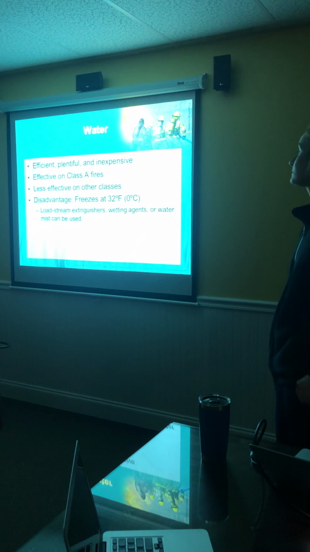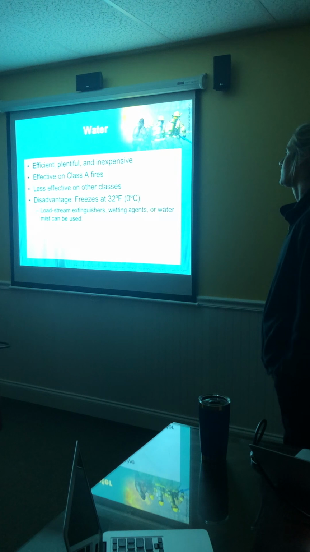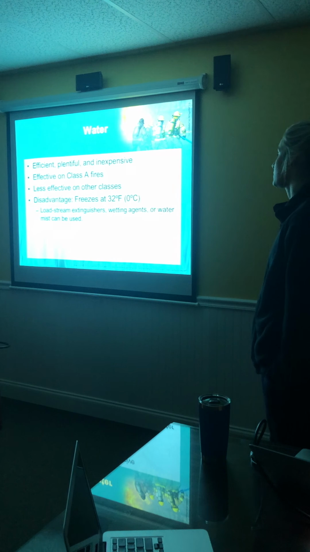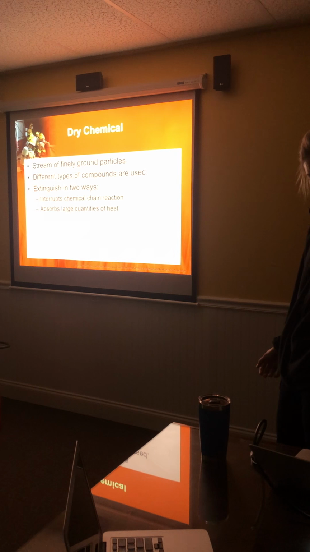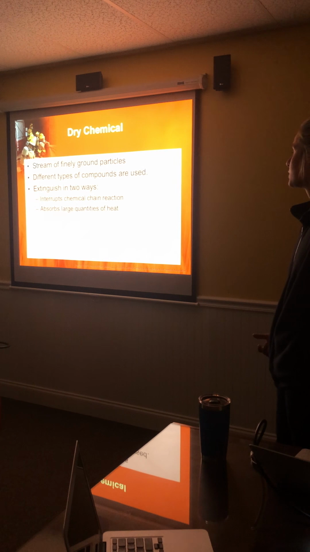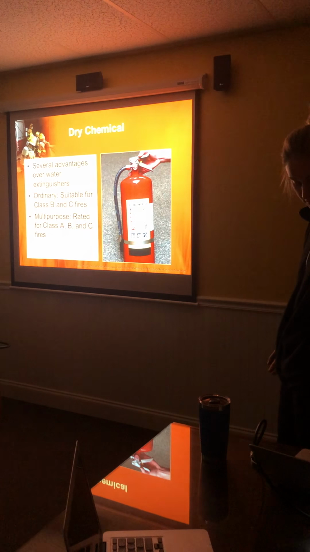Water: it's efficient, it's inexpensive. The only disadvantage is it freezes at 32 degrees, and sometimes it's less effective. Dry chemical: it's a stream of finely ground particles. Different types of compounds are used. They extinguish in 2 ways: it interrupts the chemical chain reaction and it absorbs large quantities of heat.